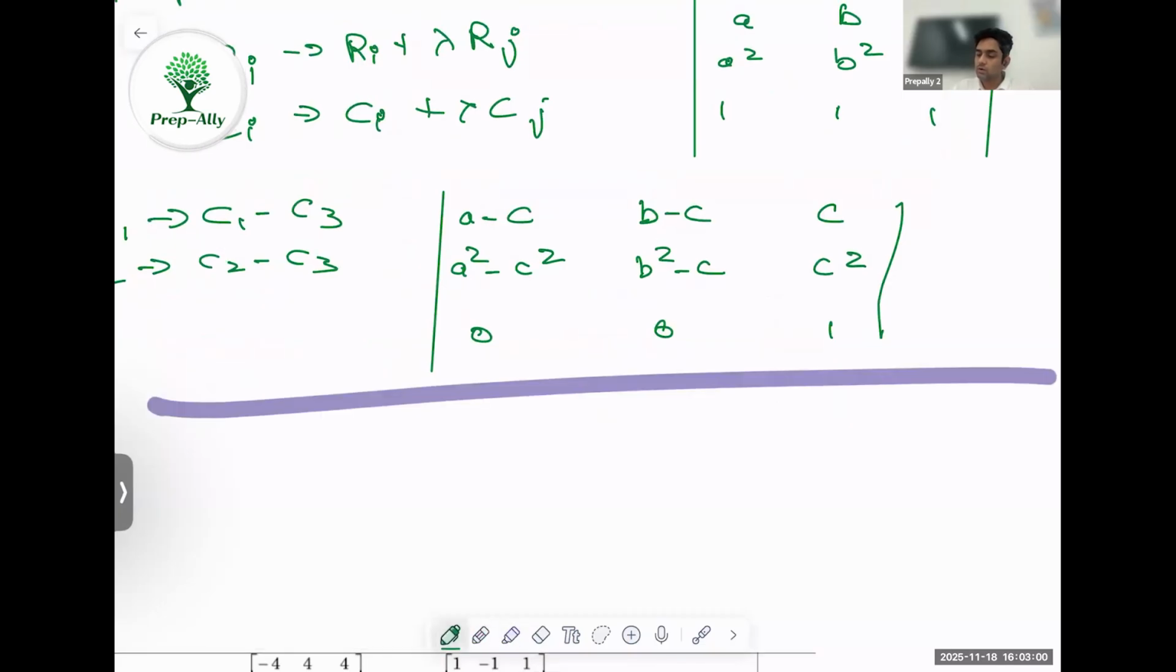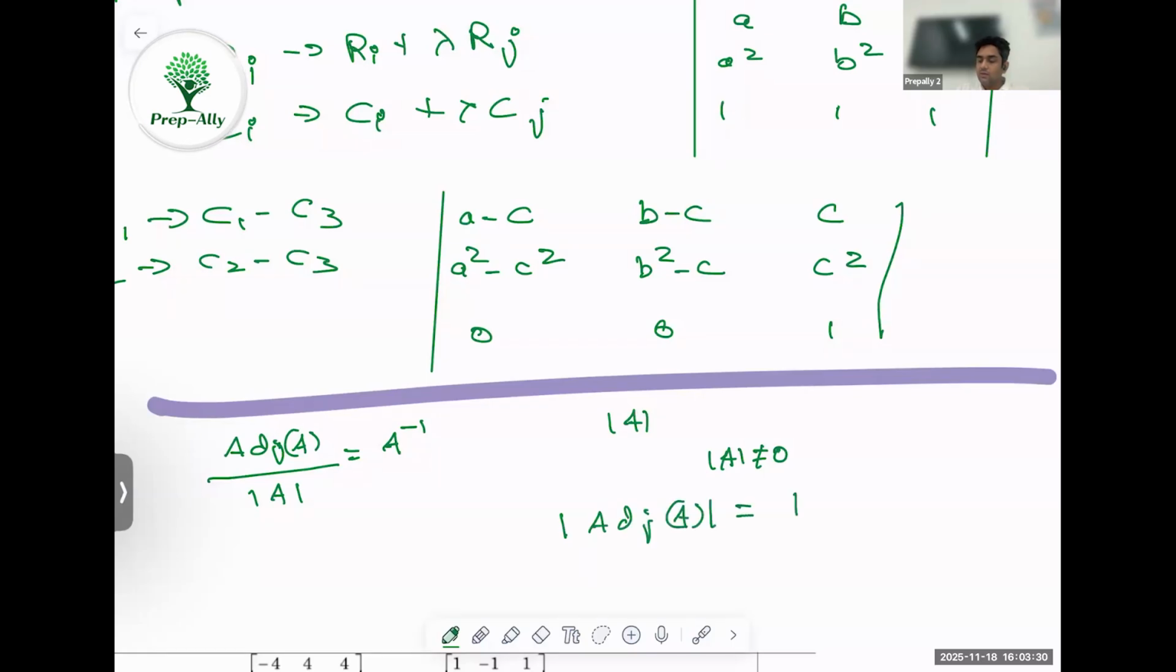That is, to understand that adjoint of A by det A, this value is A inverse. So we find out what will be the determinant of a square matrix of numbers. We also talk about singular matrix and non-singular matrix. We also define that det of any matrix should be non-zero, only then inverse exists. Otherwise, not possible. You also know that a very important result is that determinant of adjoint of A is basically determinant of A whole to the power n minus 1.